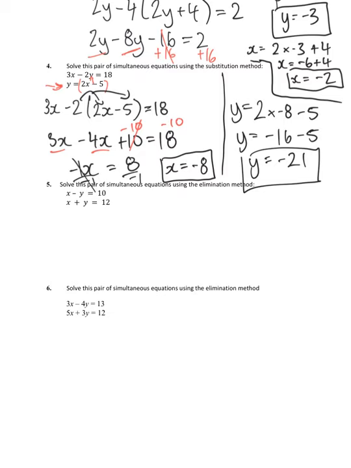But elimination is best. What we're trying to identify is the coefficients. Okay, so we're trying to get the same coefficients for x. What I mean by coefficients is the number in front of x.